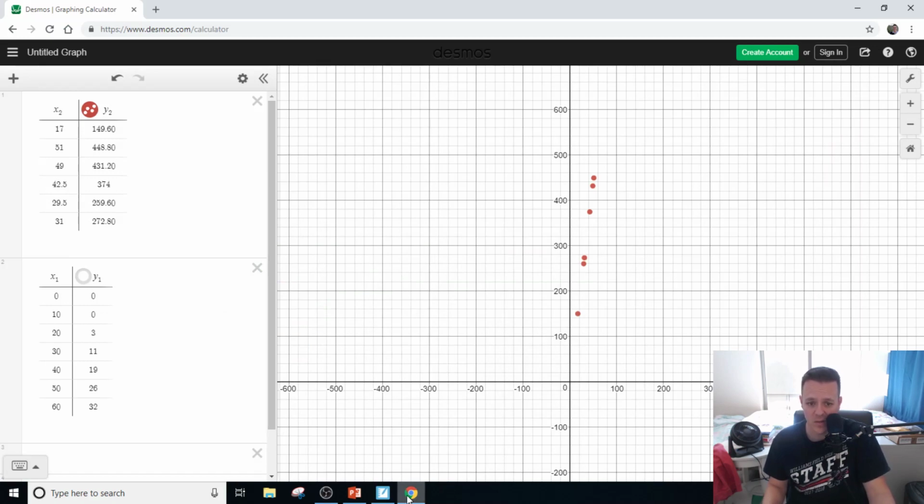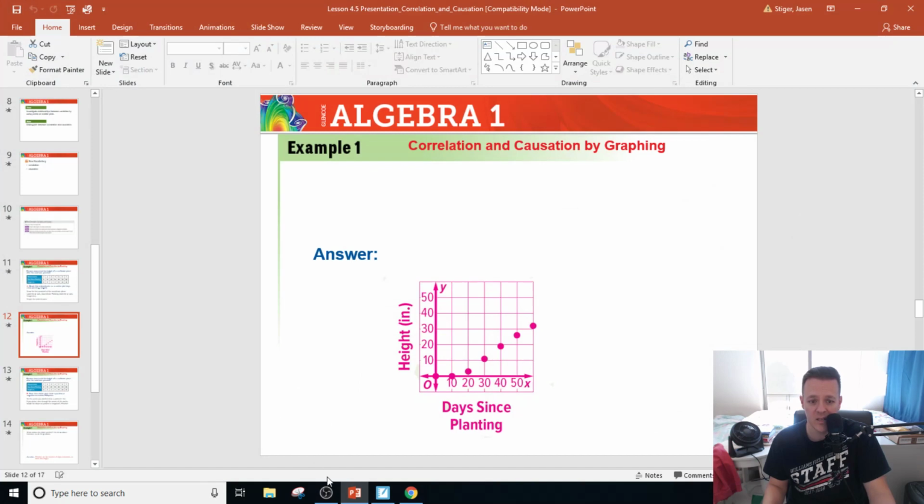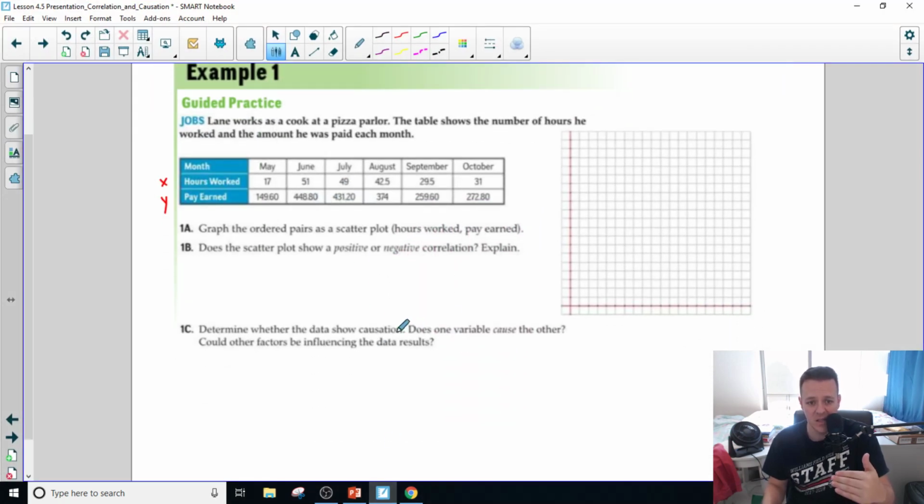Positive correlation. Now, is it a direct causation? What I mean by that is, does one variable cause the other to change? Well, the answer to this would be yes. There is causation. The reason is, the more hours you work, what happens? The more you get paid.